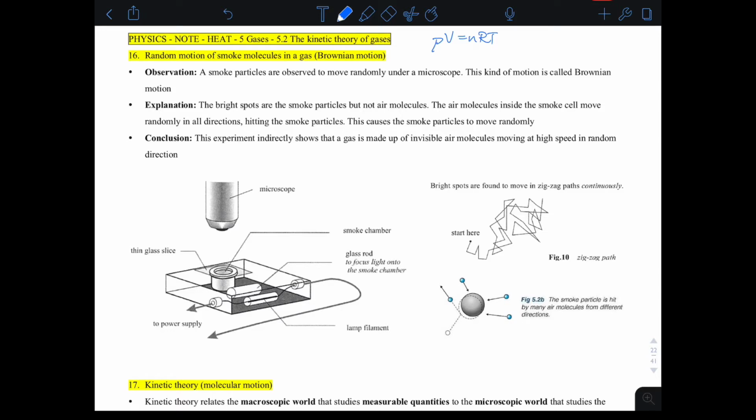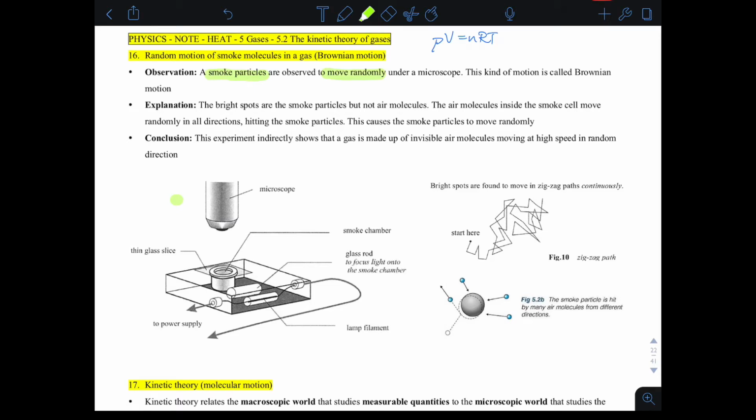So in 5.2, scientists are finding a way, a model to really describe the situation, to explain why PV will be equal to nRT in this way. They were observing a smoke particle inside a small chamber, and they accidentally found out that the smoke particle is not at rest or falling by gravity, but moving randomly when observed under the microscope. So the situation is like this.